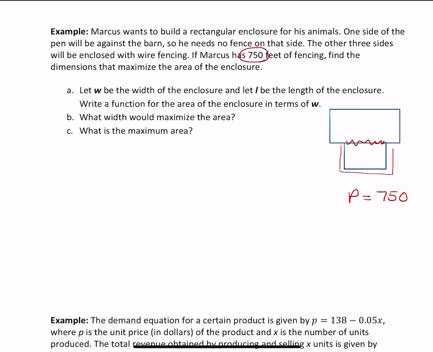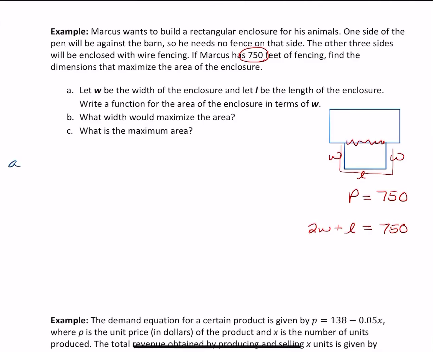The other things I know, let's label this. This would be a width, and that would be a length. So the perimeter would also be 2W plus 1 length equals 750. Okay, now I need to find an equation here. Well, let's start by answering the questions. Let W be the width of the enclosure and let L be the length of the enclosure. Write a function for the area of the enclosure in terms of W.